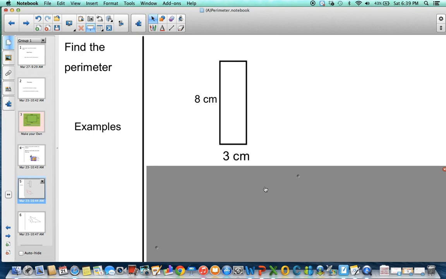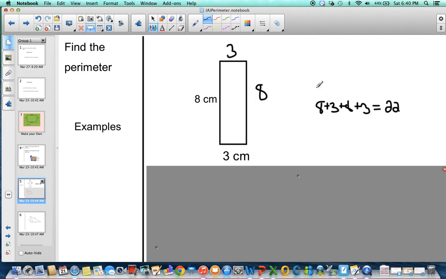Here's our first shape. This side of the rectangle is 8 centimeters, this side's 3. So we have to remember that this side would then also be 8 centimeters, and this side would be 3. So we would write down 8 plus 3 plus 8 plus 3. 8 plus 3 is 11, plus 8 is 19, plus 3 is 22. Since we are just adding them all together, it's 22 centimeters around the object.